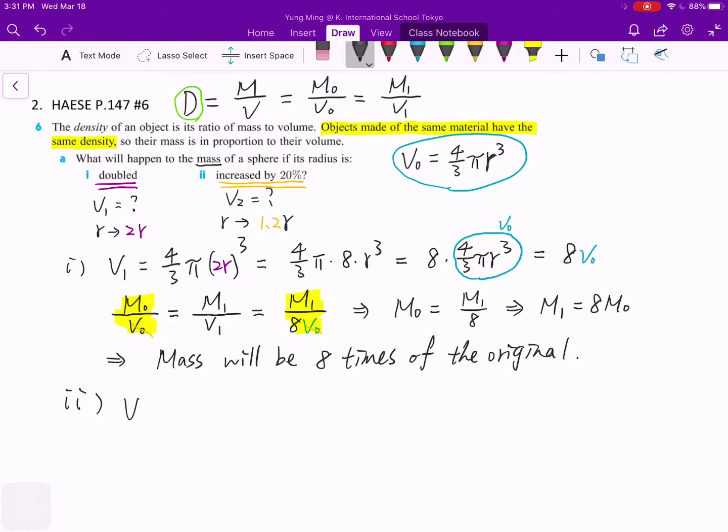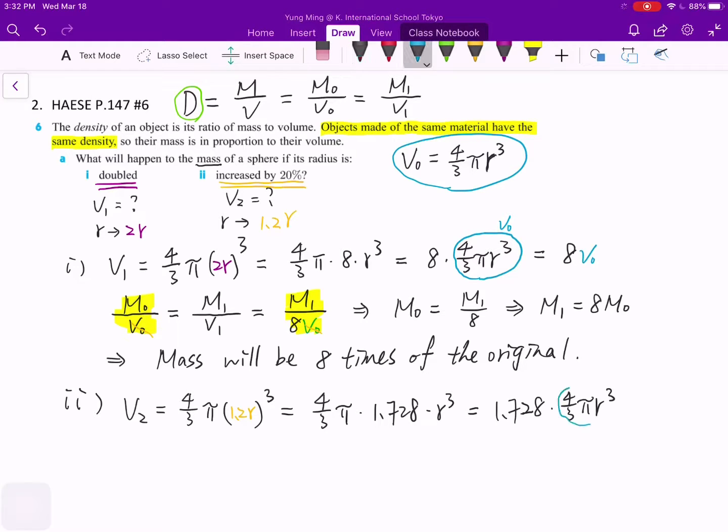So in that case, your V2 is going to be 4 over 3 pi r cubed, but instead of using our r, we're actually using 1.2r, the whole thing to the power of 3. This is going to give us 4 over 3 pi times 1.2 to the power of 3, which is 1.728, times r to the power of 3. Again, we combine the original 4 over 3 pi r cubed. This is going to give us 1.728 times 4 over 3 pi r cubed. Remember, this is still our V0. So basically it means this is 1.728 times V0.